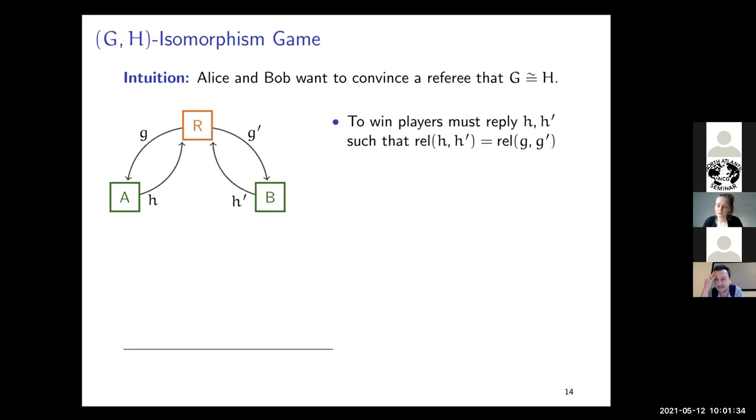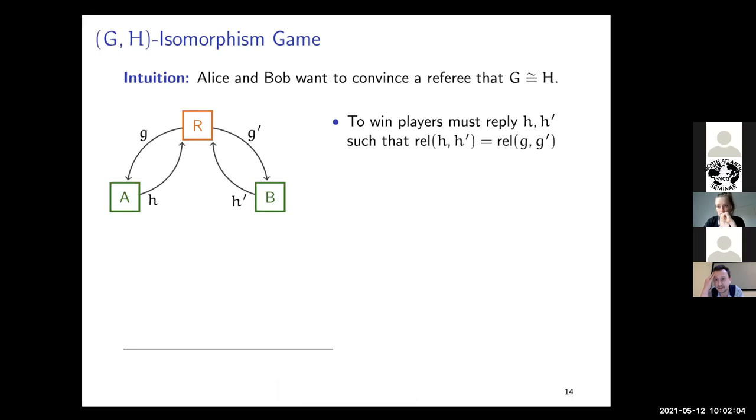And when do they win? In a particular round, they win if they manage to respond with H and H prime that have the same relationship as G and G prime. So if the referee, for instance, sent two adjacent vertices, so G and G prime were adjacent in graph G, then Alice and Bob would win if they managed to respond with two adjacent vertices from graph H.